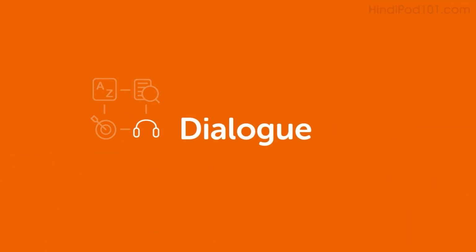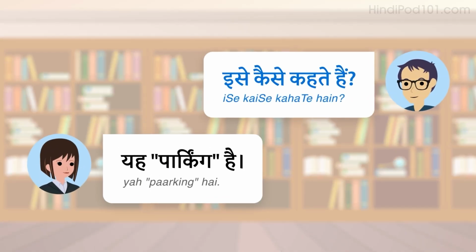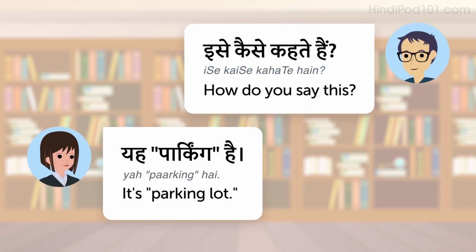Now, let's take a look at some conversational phrases. Listen to the dialogue. इसे कैसे कहते हैं? ये पार्किंग है। Once more with the English translation. इसे कैसे कहते हैं? How do you say this? ये पार्किंग है। It's parking lot.